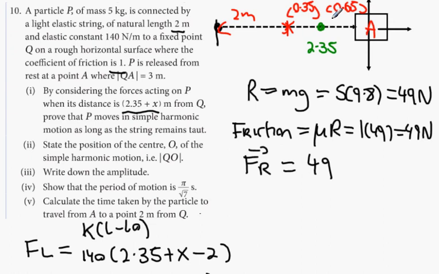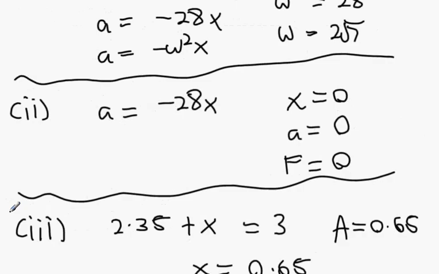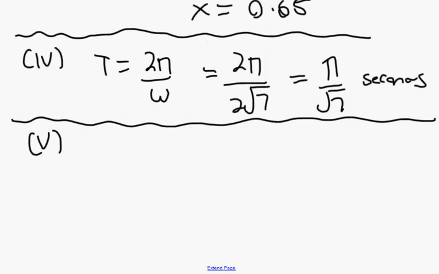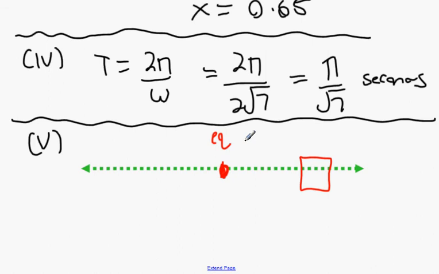Now, the next part. We can start to calculate the time taken by the particle to travel from A to the point 2 meters from Q. I just have to draw another diagram here. That's our equilibrium position, and it was 0.65 meters away. And this 0.65 is known as the amplitude, right?